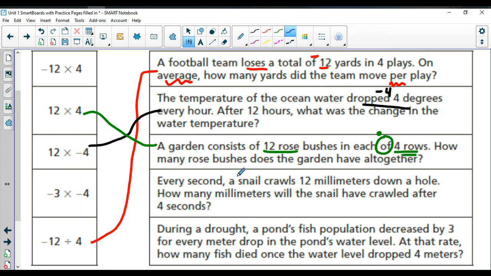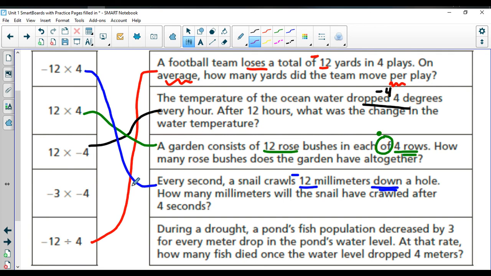Next one, every second a snail crawls 12 millimeters down a hole. How many millimeters will the snail have crawled after 4 seconds? So in 1 second, he goes negative 12, and he's going to do that 4 times because for 4 seconds. So a negative 12 times 4 is going to go right here.